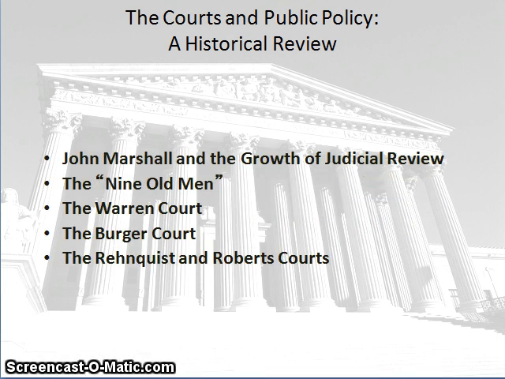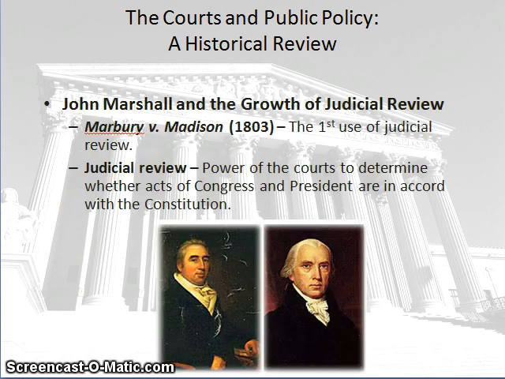It's very important to trace the court's use of judicial review in major policy battles in various eras of American history. And as you can see on the slide here, these are the 5 eras of the Supreme Court that are probably the most important to Supreme Court decisions, and we'll look at each one in detail. So the first Supreme Court era that we're going to look at is the Marshall Court.